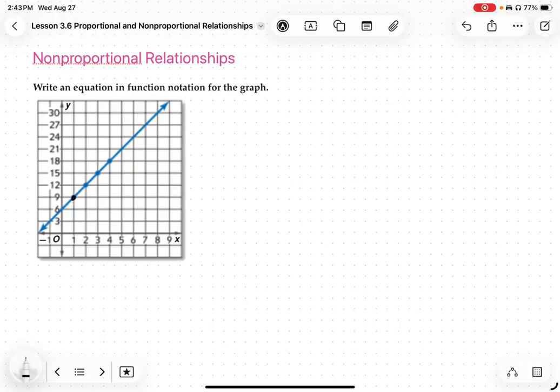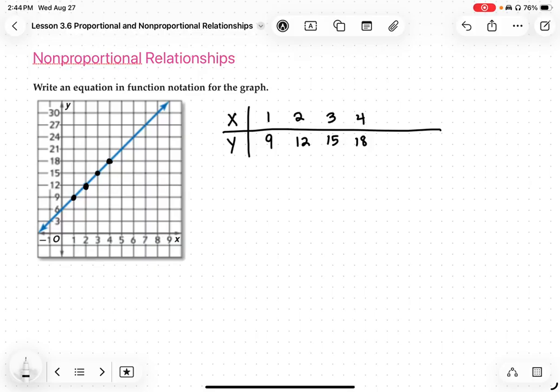So this point is (1, 9). So let's just go ahead and make a table here. x, y is going to be (1, 9). This next point here is (2, 12). The next point here is (3, 15). The next point here is (4, 18). And my question is, can I write an equation for this?